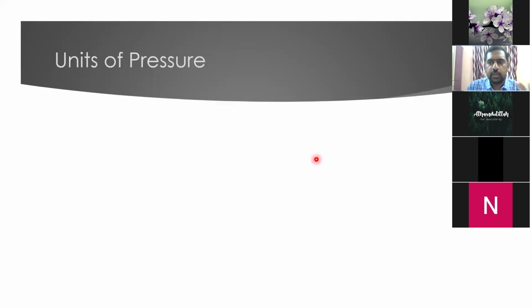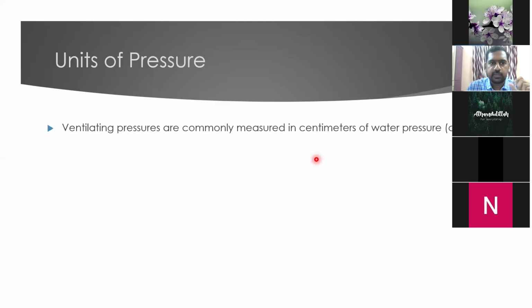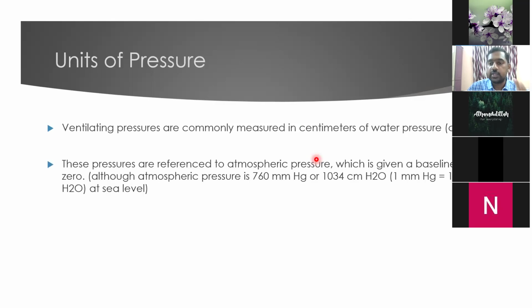Coming to units of pressure, ventilatory pressures are commonly measured in centimeters of water. Usually we have units of millimeters of mercury and centimeters of water. All the ventilatory parameters and all pressures regarding respiratory physiology are measured in centimeters of water. The atmospheric pressure at sea level is 760 millimeters of mercury, which is equivalent to 1034 centimeters of water.